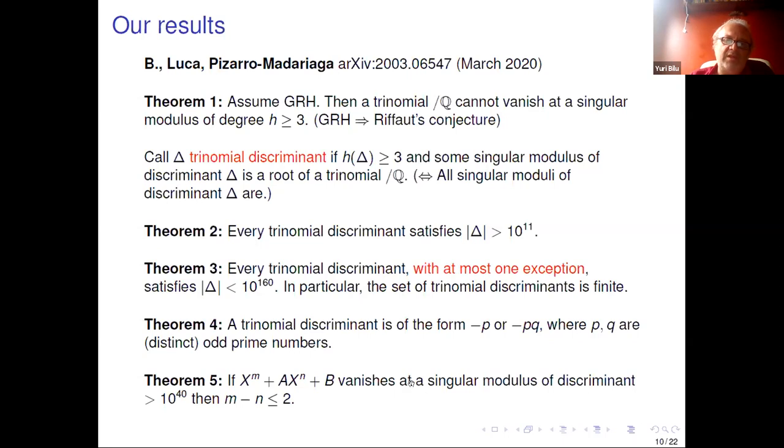And in the remaining part of the talk, I'll try to give an idea how these theorems were proved. At least I will speak about the first four. If time permits, I will say a few words about the last.